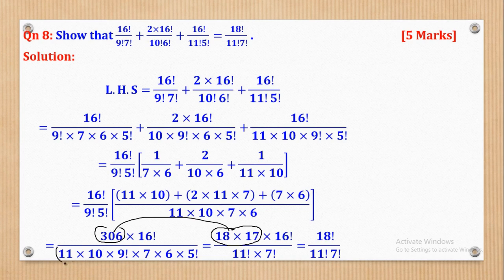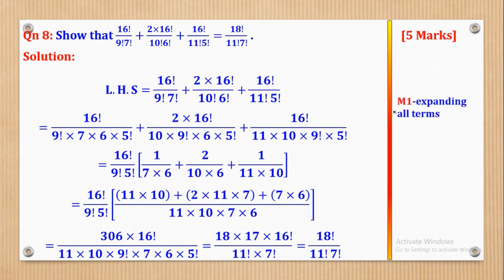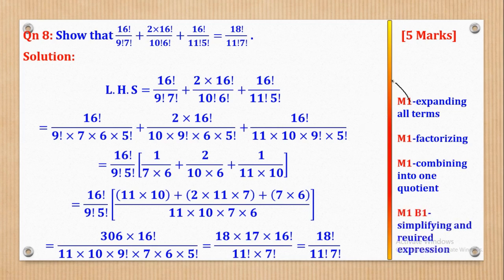Then also the whole of this is the same as 11 factorial. I think you remember that from here. Then also the whole of this is the same as 7 factorial. I think you remember that from here. Then the whole of this now is 18 factorial. This we already got, so basically that is what they wanted. So M1 for expanding, M1 for factorizing, M1 for combining to one quotient, M1 for simplifying, and A1 for the output.